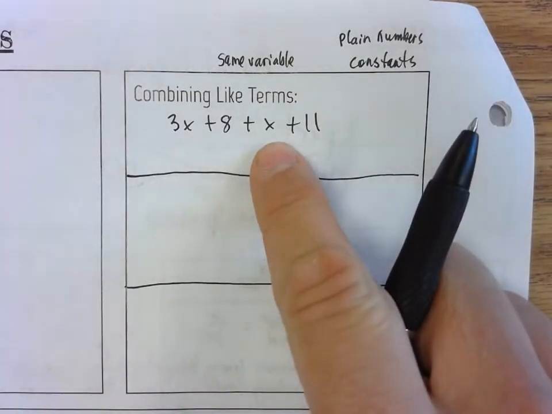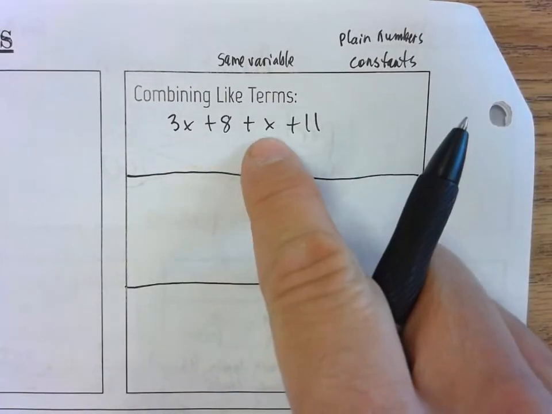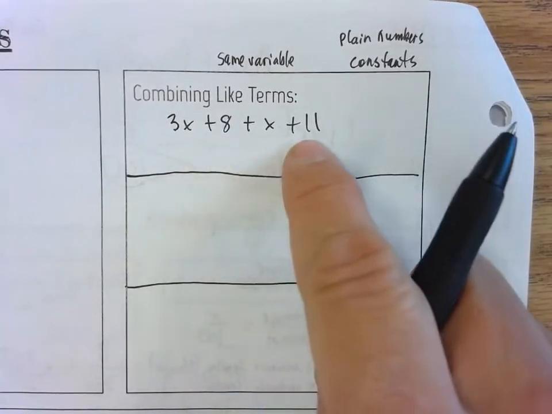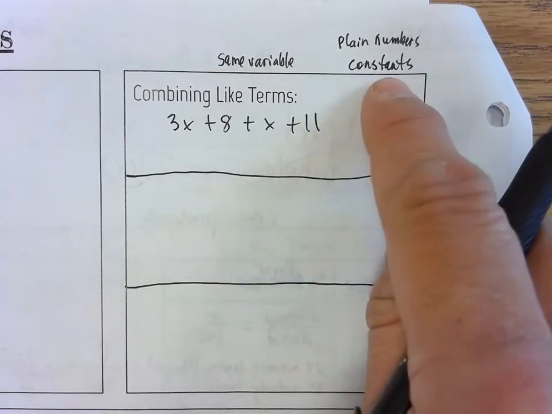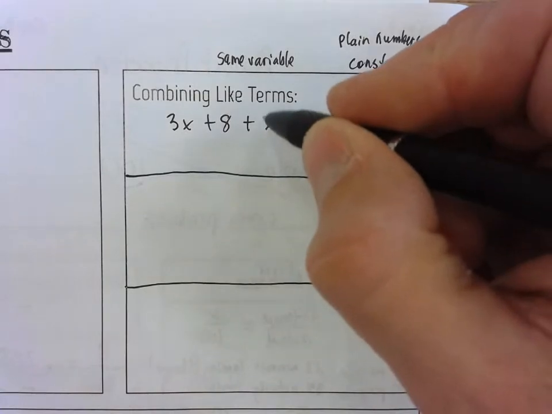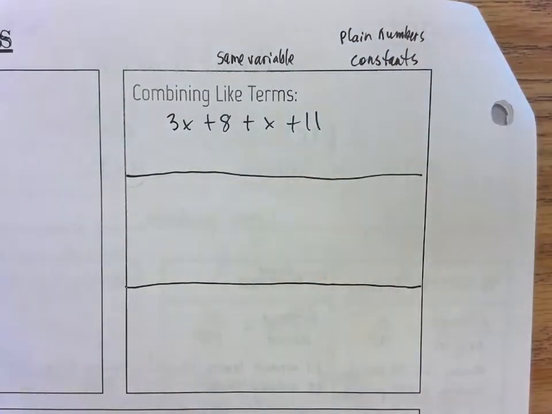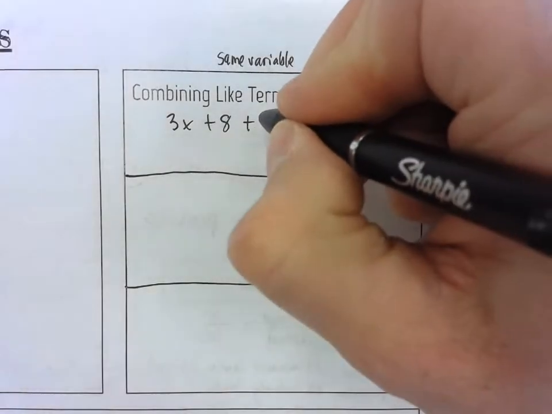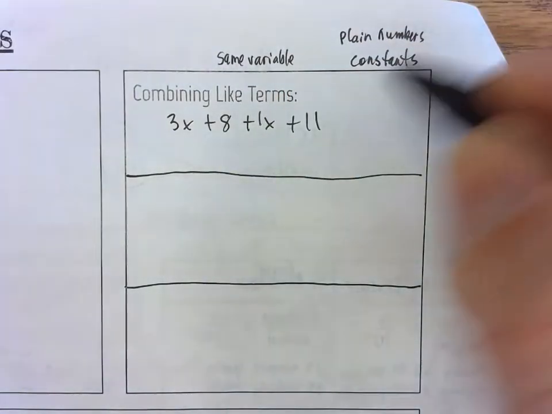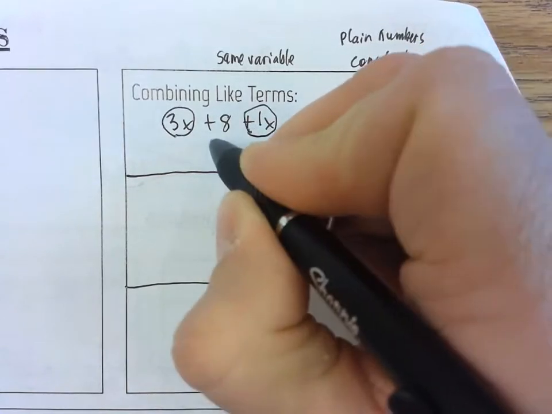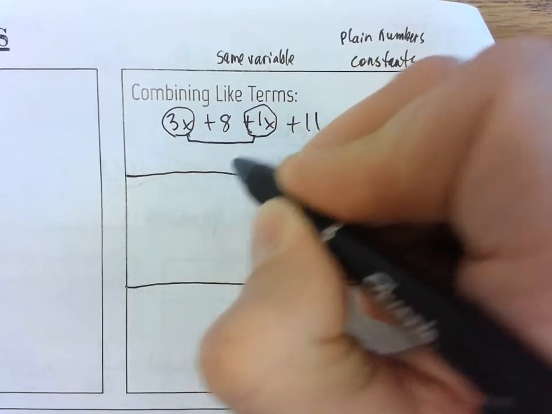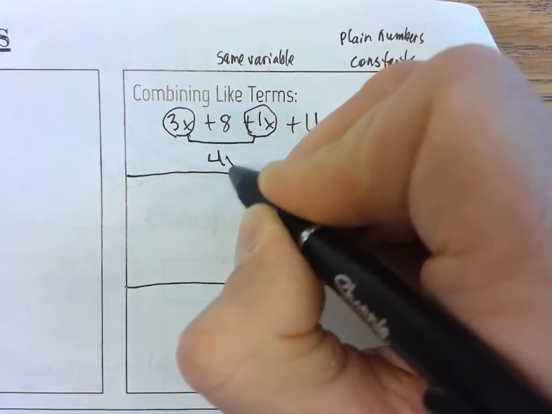Now what I want you to realize is, of course, these have the x on them. They're like terms. These plain old numbers here that don't have any variable on the end are called constants. But see right here, there's no number in front of this x. If you want to put in a number, you can put in the number 1 right there. Of course, I'm going to put the 3x plus the 1x, add them together, and that is going to give me 4x.